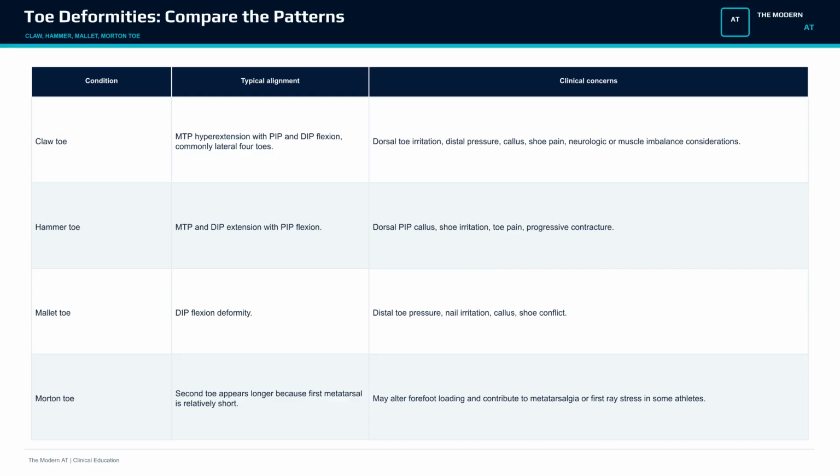Morton toe is different. The second toe appears longer, often because the first metatarsal is relatively short. That may alter forefoot loading. For all patterns, check flexibility, skin, footwear, pain, and functional limitation.